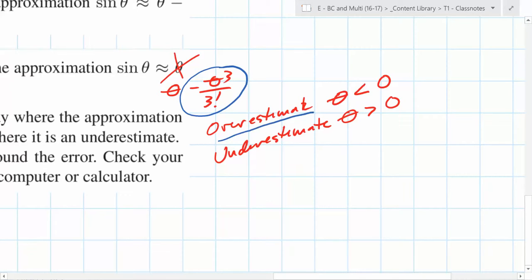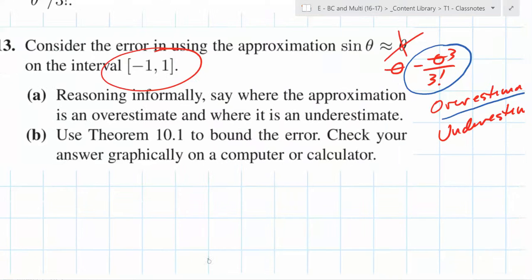So it's an overestimate when you are adding the theta cubed over 3, and that's going to happen when theta is negative, because negative cubed is negative, and you have a negative in front of it. And then it's going to be an underestimate when theta is greater than 0. Does that make sense? If you had plus theta to the 5th over 5, it would be opposite. On this one.